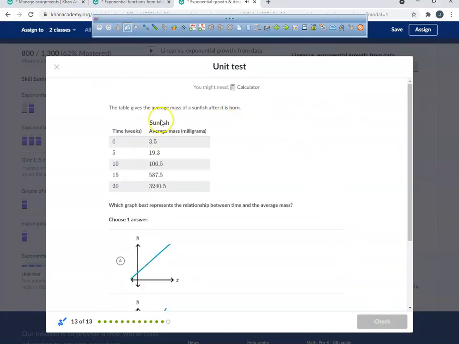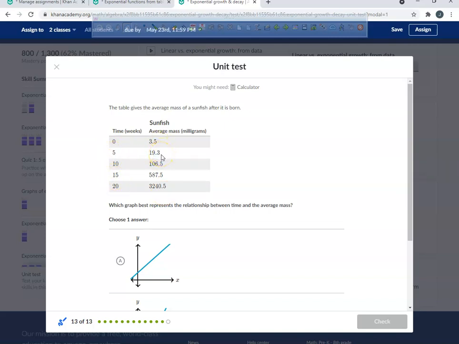All right. The table gives the average mass of a sunfish after it is born. Whew. Holy cow, that sunfish is growing fast. That's definitely exponential. All right. I mean, look at these are going up by fives, right? This is going like 3.5. All of a sudden, boom.